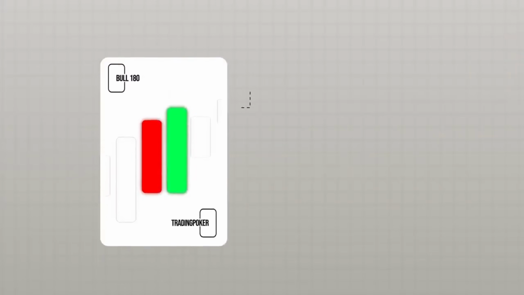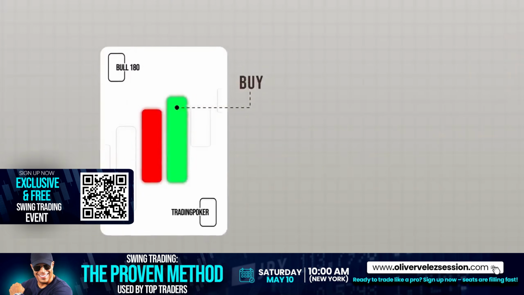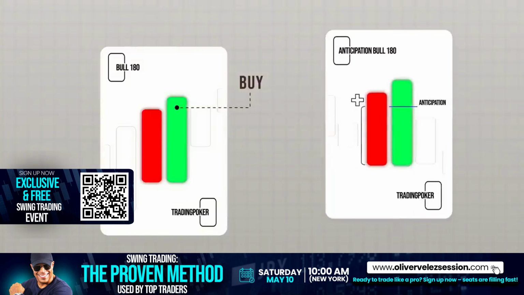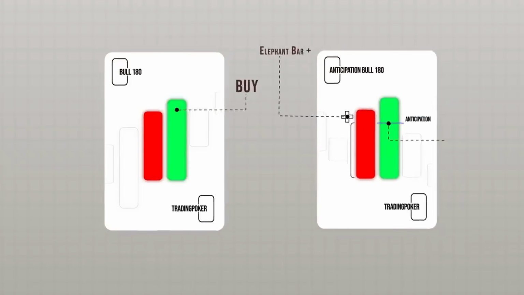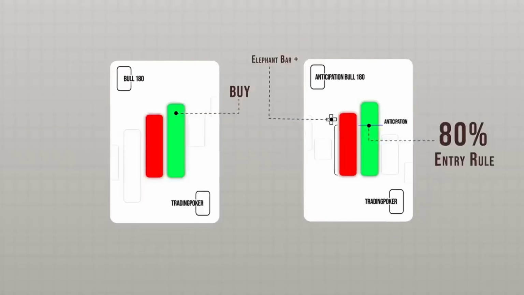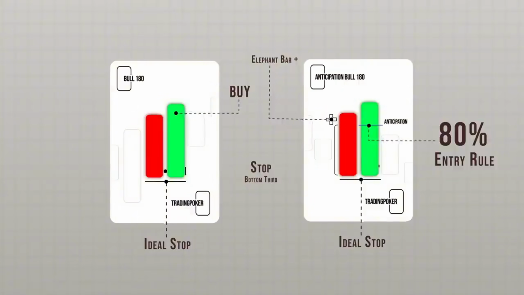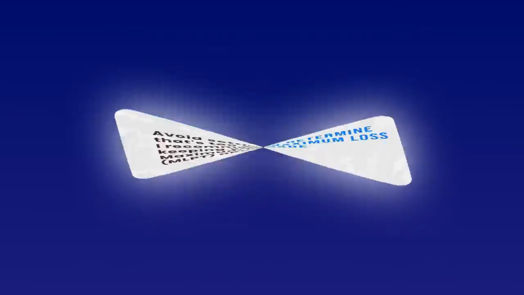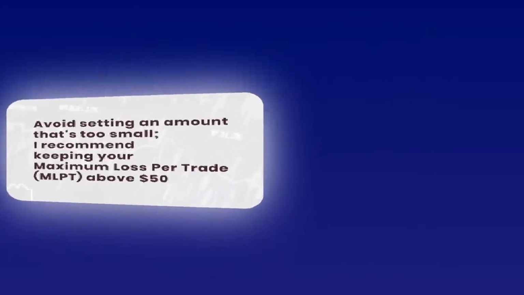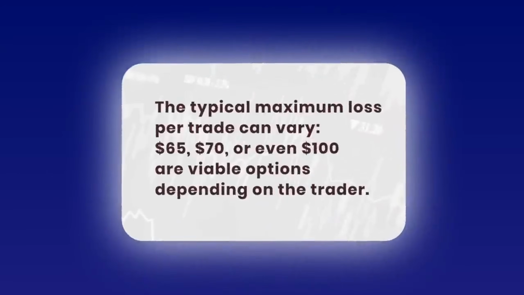We've got the regular elephant bar Bull 180, where you buy above the high. Boom. We have the elephant bar plus version, where your red elephant is actually a little extra tall there. And so here, you want to apply the 80% entry rule. We know that our stop should be under the lows. Well, if we can't, somewhere in that bottom portion of it, just to make sure the trade does not violate our maximum loss per trade. Now, you all need a maximum loss per trade, whatever that is. I don't like a maximum loss per trade of less than $50. I think that 65, 70, up to 100 works for a lot of traders.